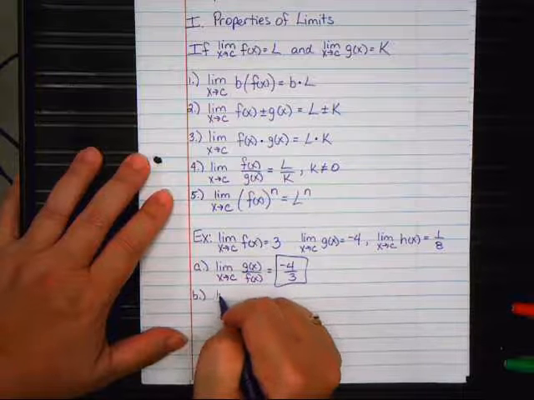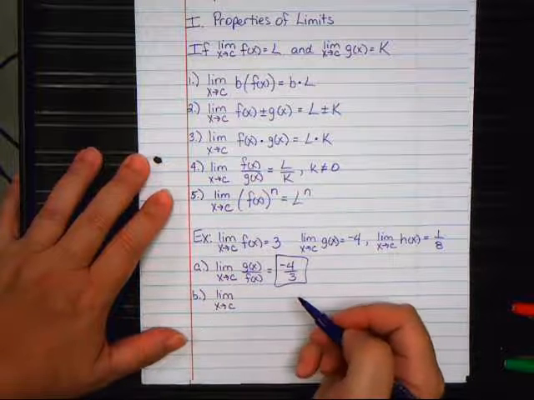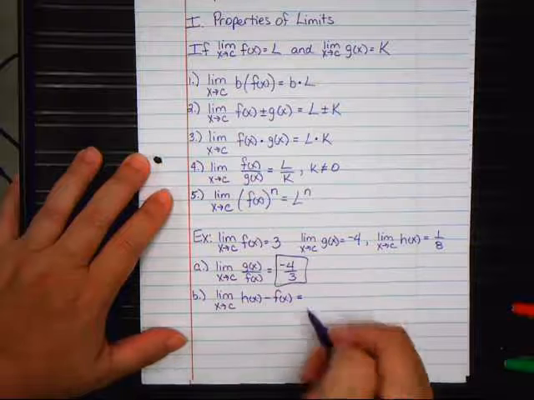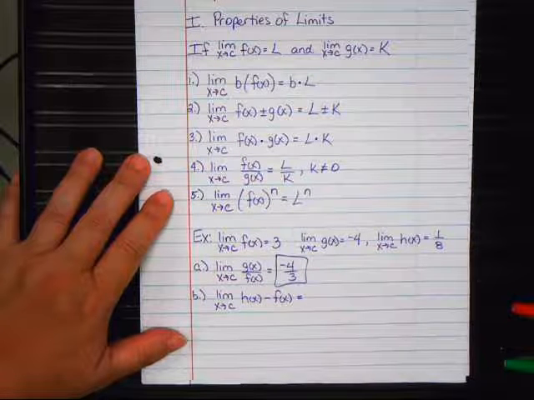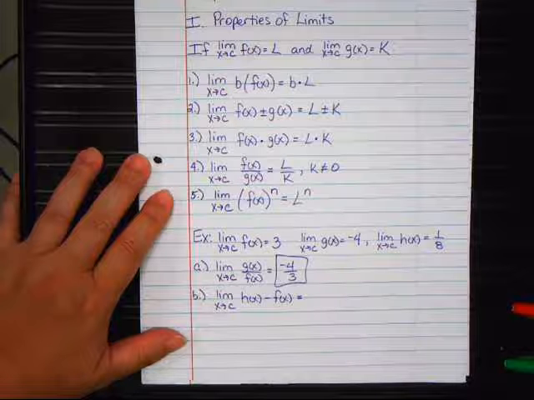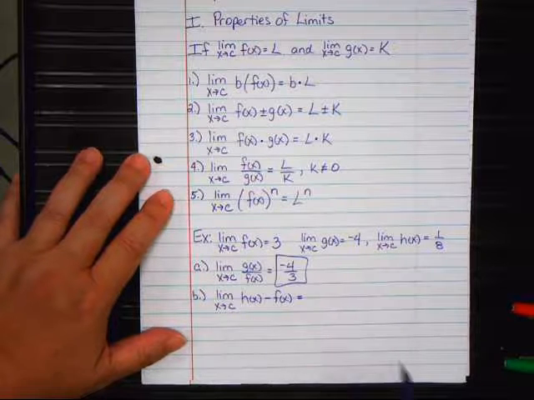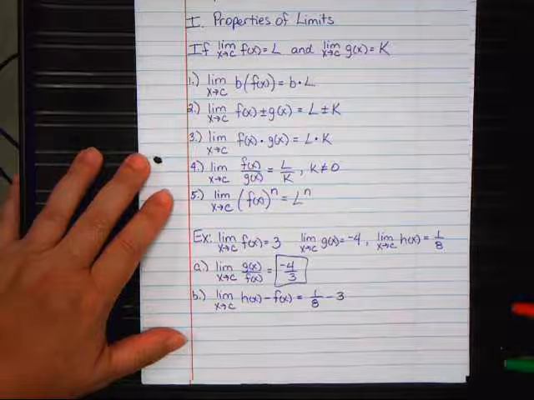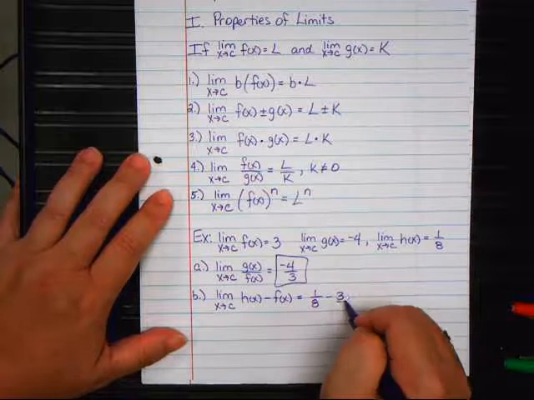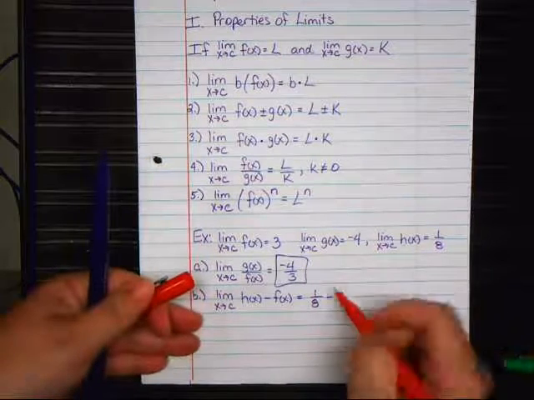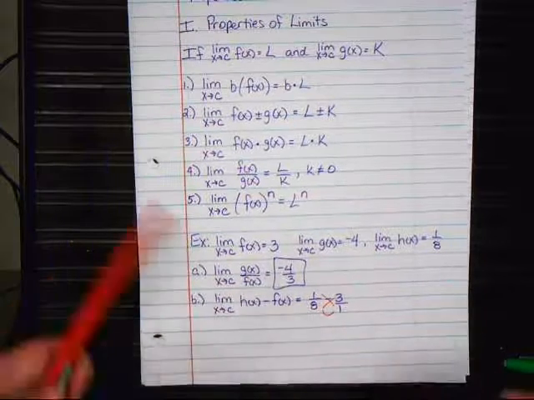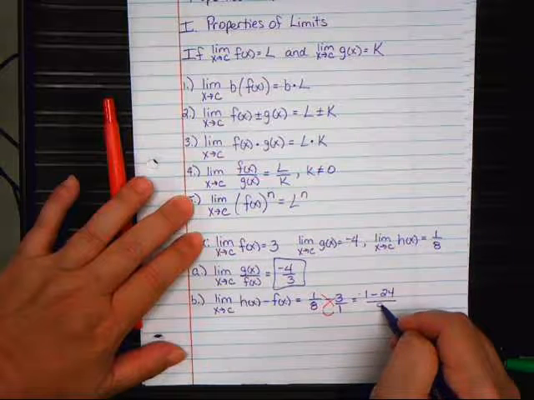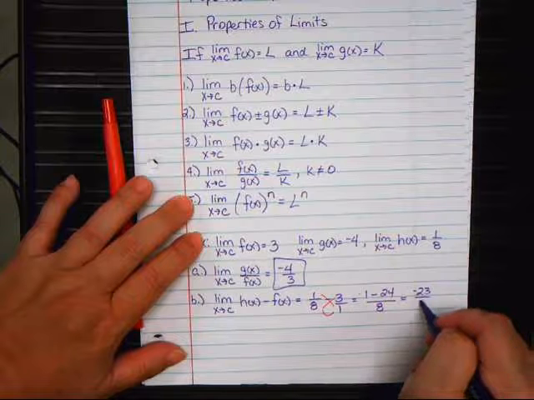Part B, the limit as x approaches c, and this is what's on the quiz tomorrow, of h of x minus f of x is equal to 1/8 minus 3. Okay? What's a quick and easy way to solve that problem? Make it a fraction, exactly. So 3 over 1. So it's going to be 1 times 1 is 1, minus 8 times 3 is 24, over 8 times 1 is 8, -23 over 8.